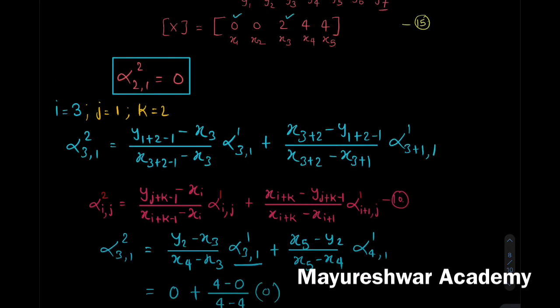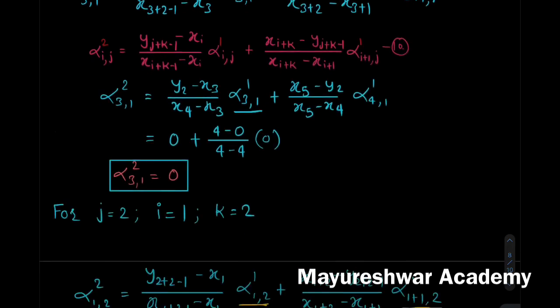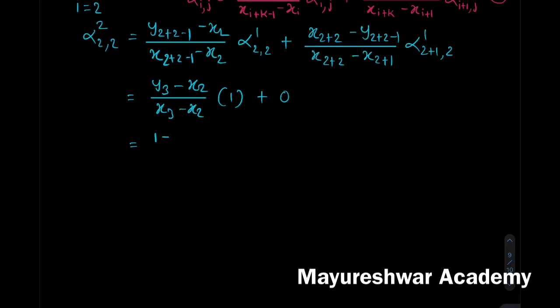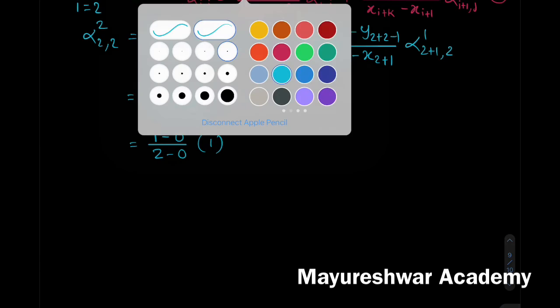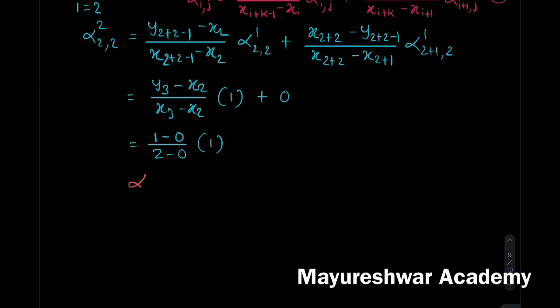y3 is 1, yes. So this is going to be 1 minus 0 divided by x3, which is 2 minus 0, multiplied by 1. So again this value comes out to be half. Alpha 2 comma 2 is equal to 1 half. So this factor is 1 half.